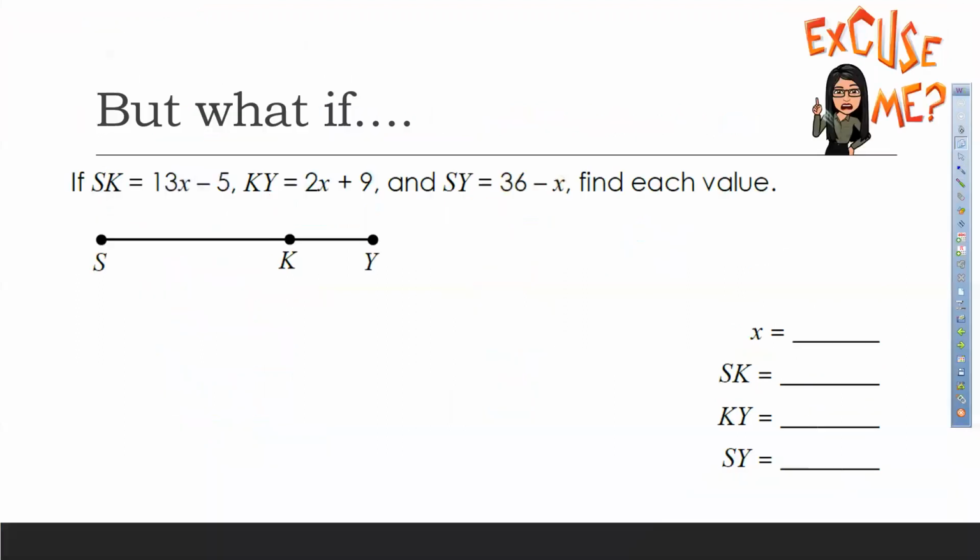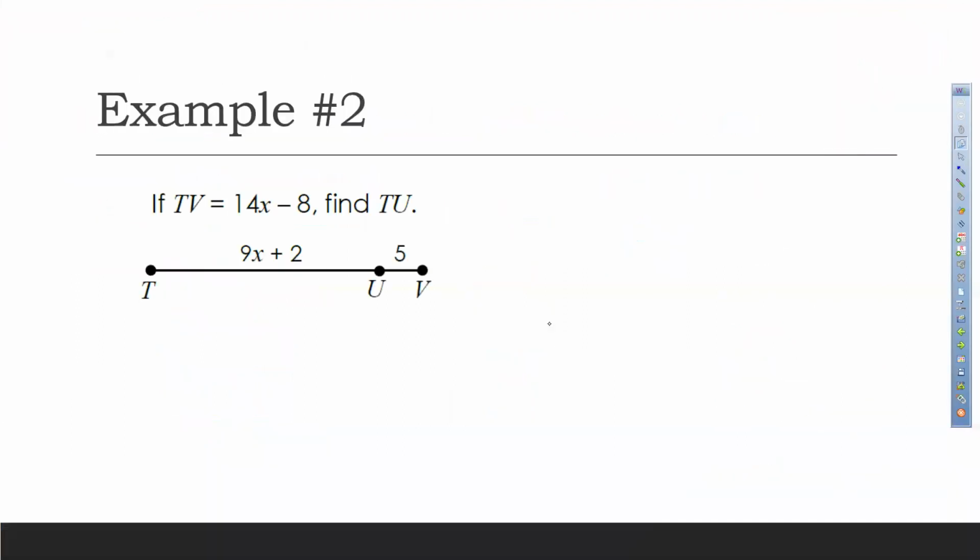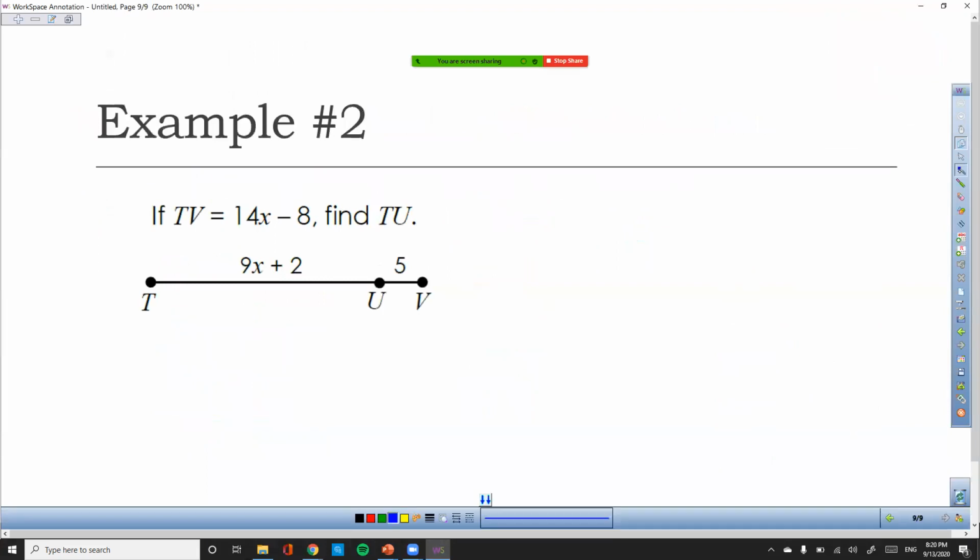All right, let's go ahead and try this example. In this one, they're telling me the length of segment TV, so from T all the way to V, is 14x minus 8, the whole thing together. Here they're only asking me for one specific length: the length of segment TU. In this case, I know that the length of segment TU is 9x plus 2. But in order for me to find the length, I have to solve for x first.